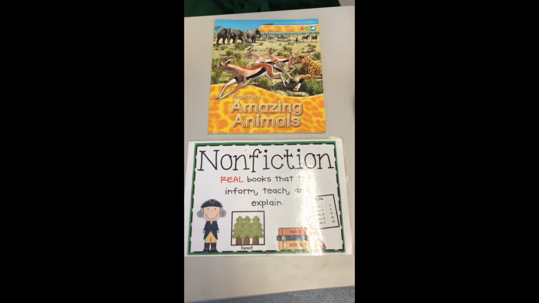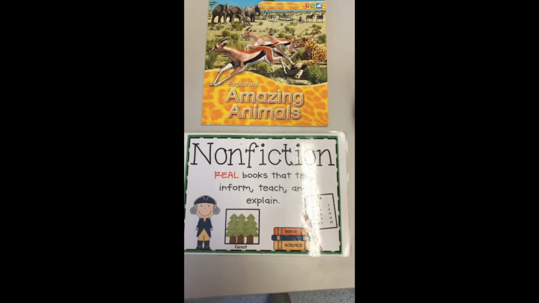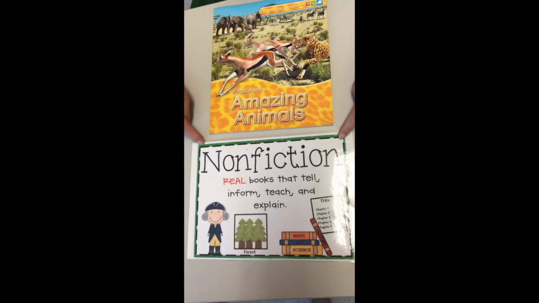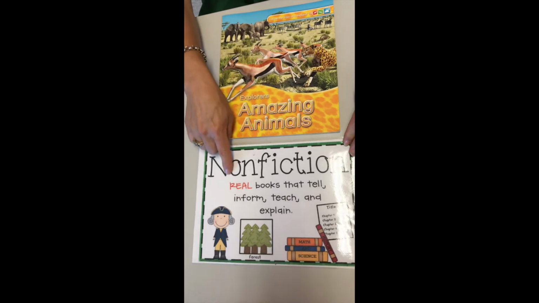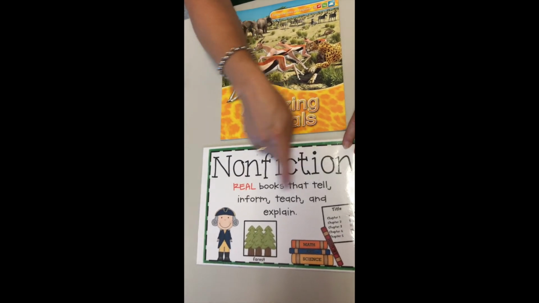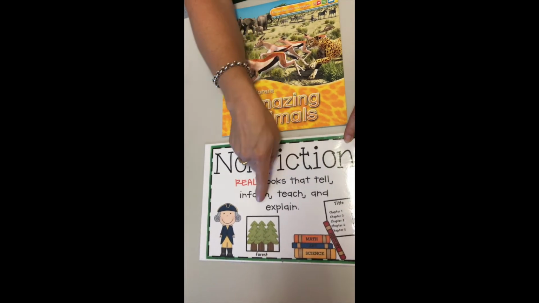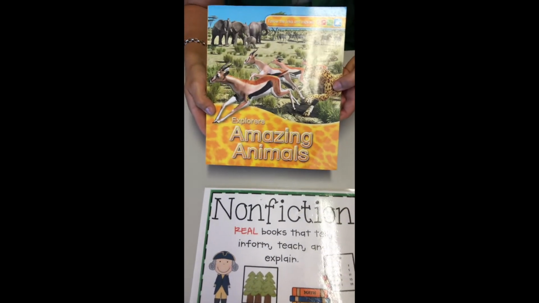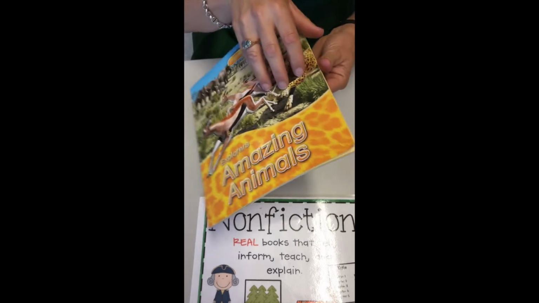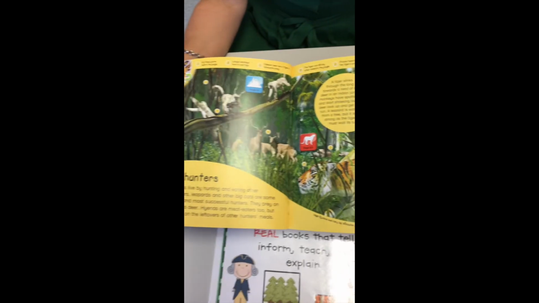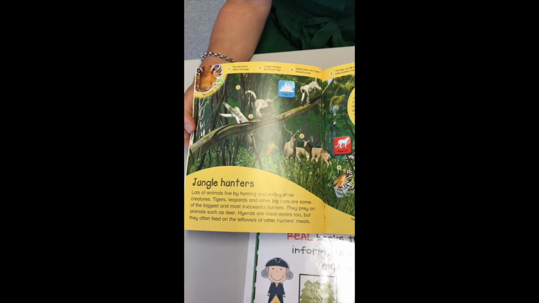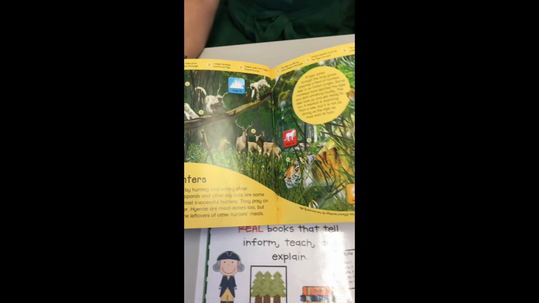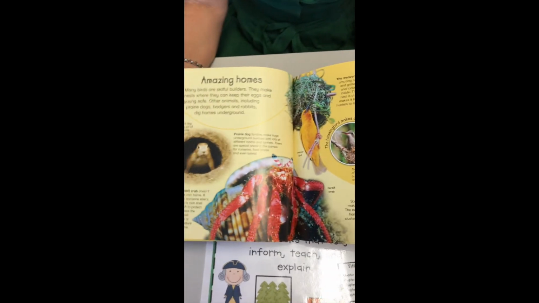Teaching the students about two different types of texts. The first one is a non-fiction text. As you can see, it's about real books that tell, inform, teach and explain. This is an example of a non-fiction text. Inside, it's very different. It has pictures, diagrams, graphs, words, headings.